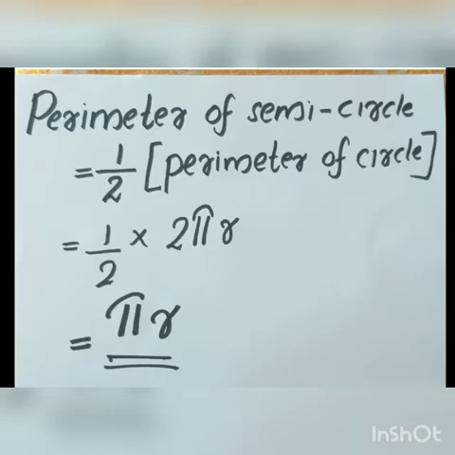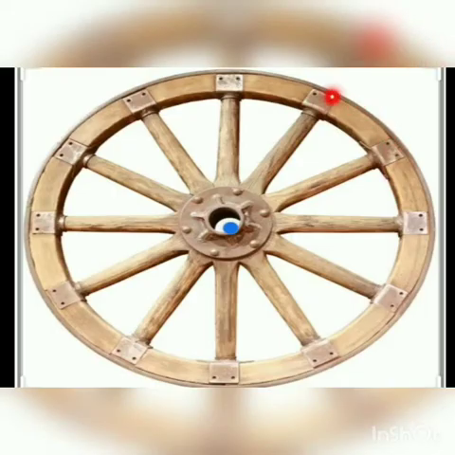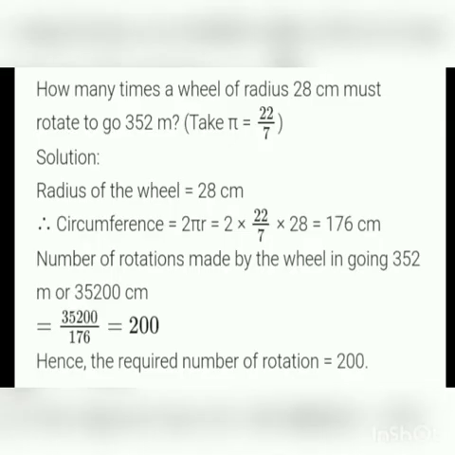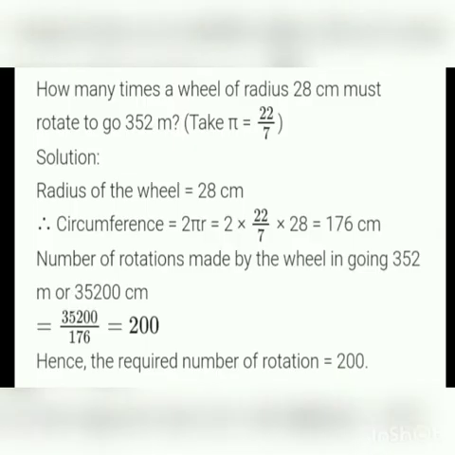Next question. How many times must a wheel of radius 28 centimeter rotate to go 352 meter? So what distance should this wheel move in order to complete 352 meter? The radius of this wheel is given as 28 centimeter, and how many times should it rotate in order to go a distance of 352 meter?